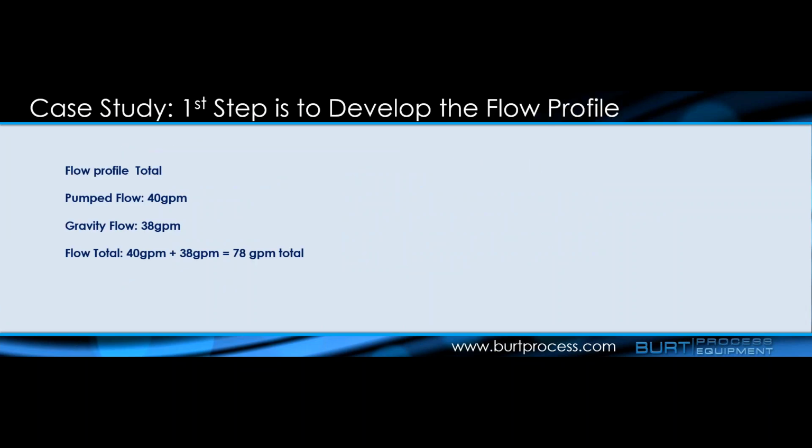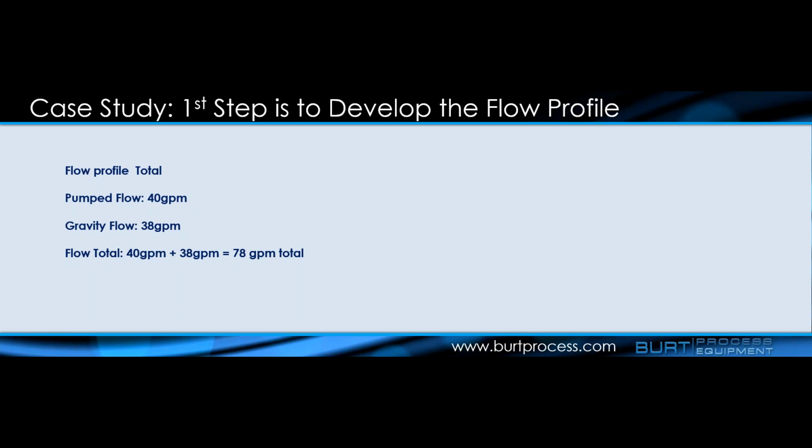So then our total flow is 78 gallons per minute. So the 40 GPM pump will cycle, but if it comes at the same time as our gravity flow, we will have a total flow of 78 gallons per minute. When sizing a pH system, you do have to size it based on the maximum flow rate coming into your system.